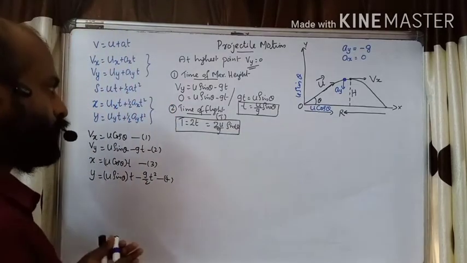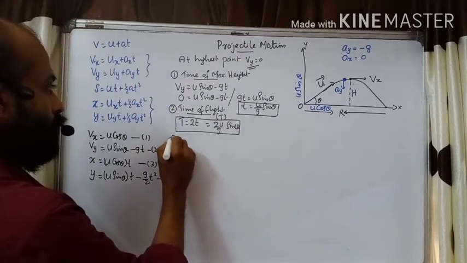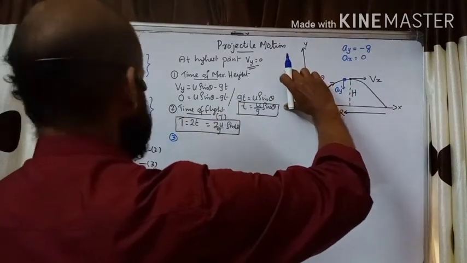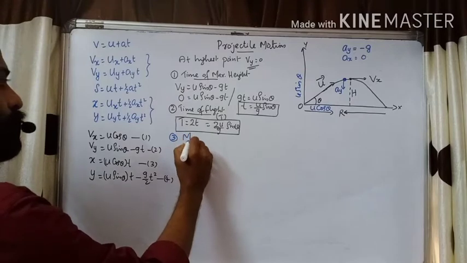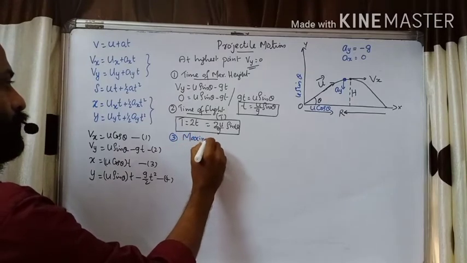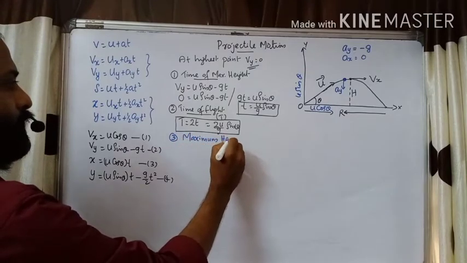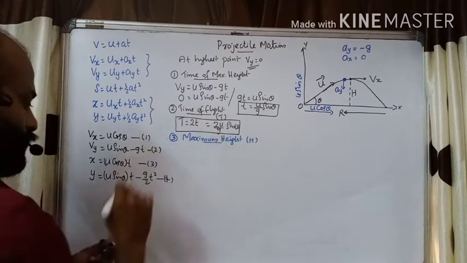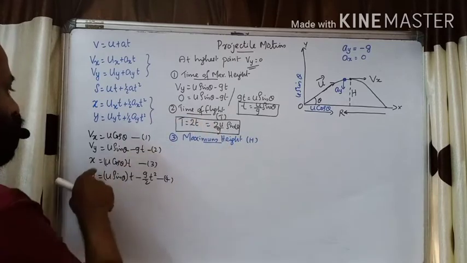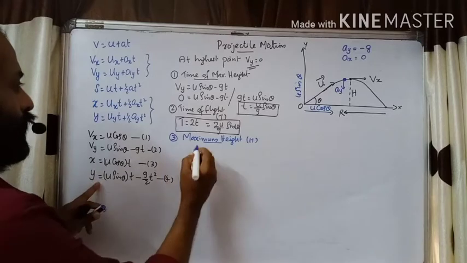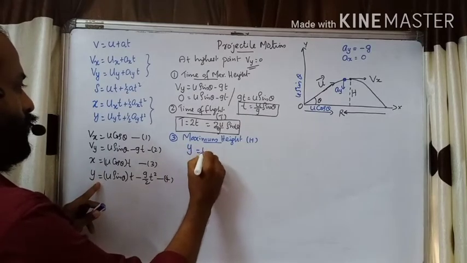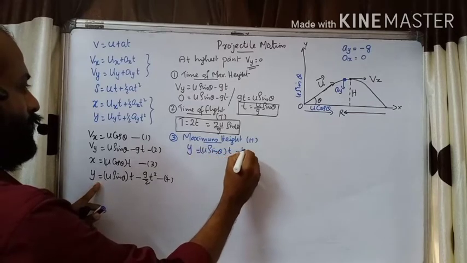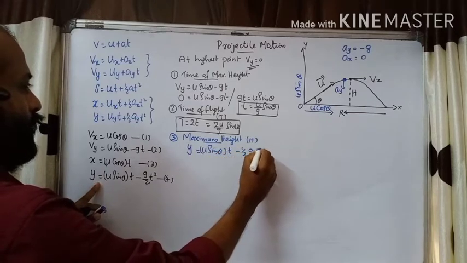Now we are going to see the next equation. We need the maximum height. Height means it is the y position, so we will see the maximum height. For the equation for maximum height, we can give the symbol capital H. To get the maximum height we need to take the y position. The y position has the equation y is equal to u sin theta into t minus half g into t square.